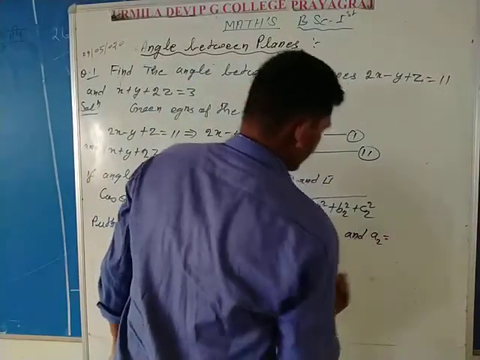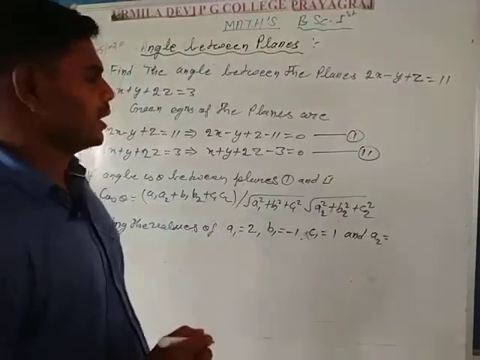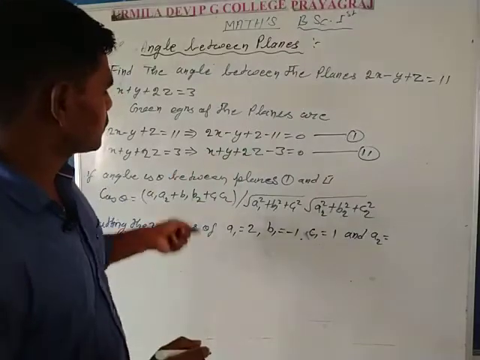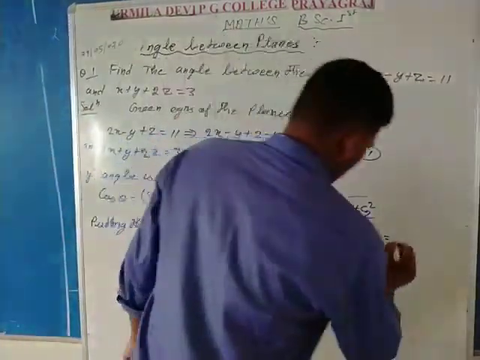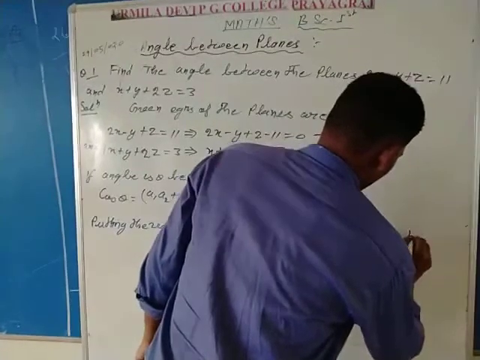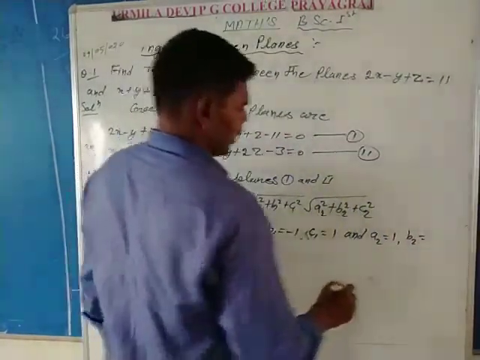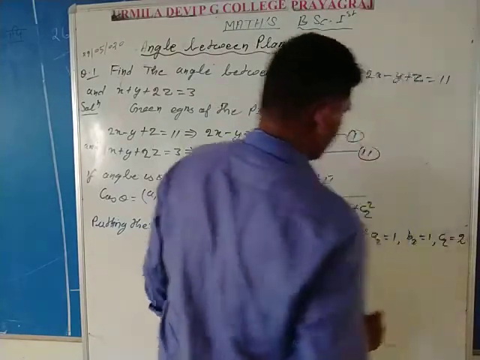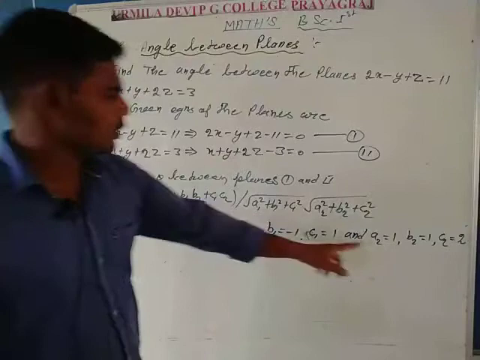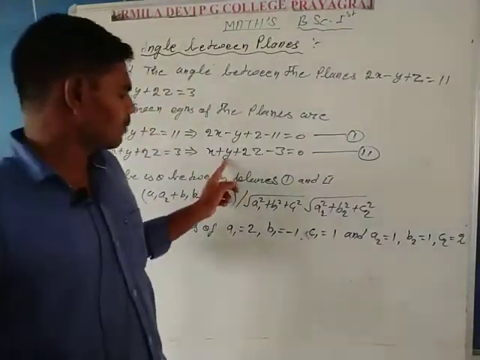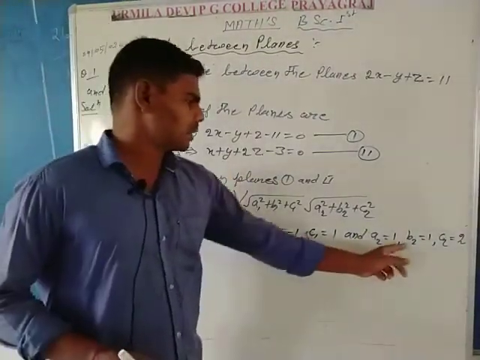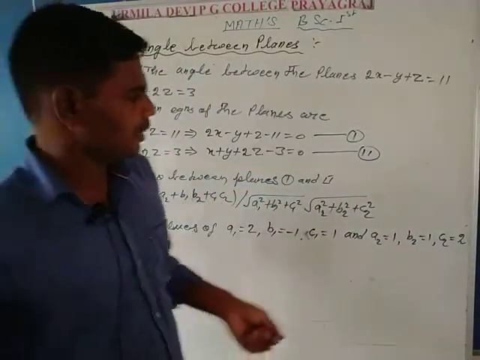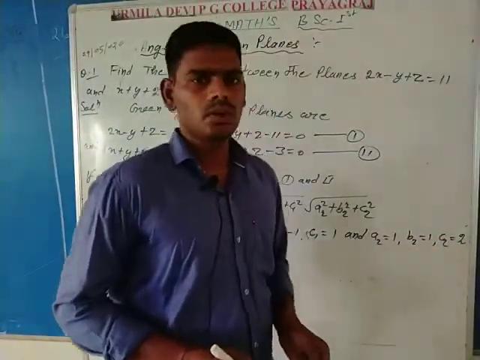a2, b2, c2 are considered from the second equation, the coefficients of x, y, z respectively. So the coefficient of x is 1, therefore a2 is equal to 1, b2 is equal to 1 and c2 is equal to 2. Here the coefficient of y in equation second is b2 is equal to 1 and the coefficient of z in equation second is 2, so c2 is equal to 2.